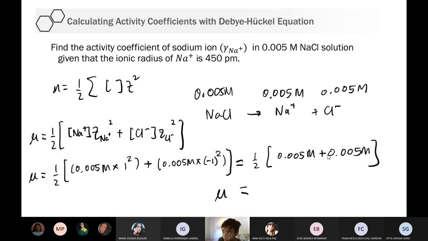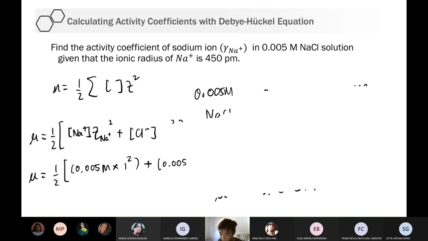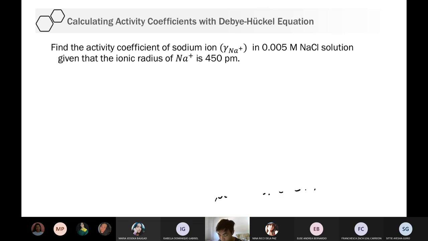What is this equal to? Edi sa 0.005 molar lang din. Okay, kasi pag minag-add mo to, 0.005 plus 0.005, may yung 0.01 yan. Divide mo yan sa 2, you will get 0.005 ulit. No? Babalik ka lang ulit sa dati. Okay, so our mu is 0.005. Sulat ko lang na lang dito. So our calculated mu is 0.005 molar.